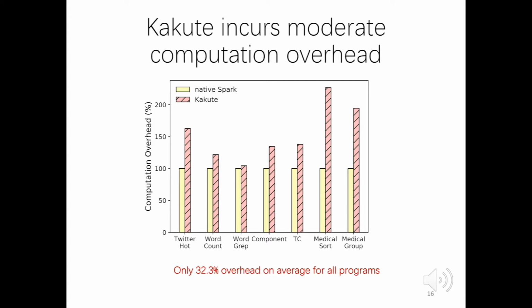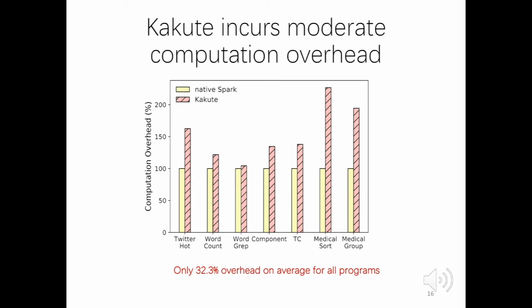Here we show the scalability of Kakute running various sizes of datasets. The x-axis is the dataset size, and the y-axis is the computation overhead of Kakute. For all programs and datasets, Kakute can scale up to billions of records and several hundred gigabytes of dataset. Next, we look at the scalability of word graph. The performance overhead does not increase much with the increasing of dataset size.